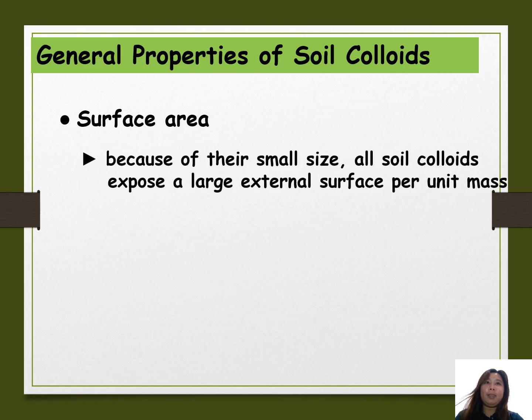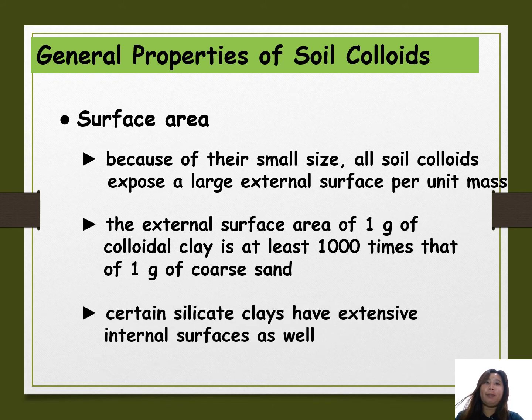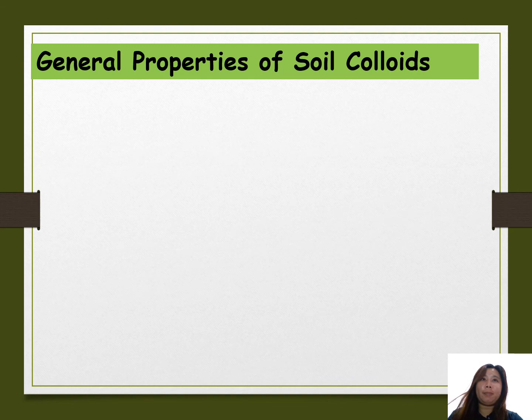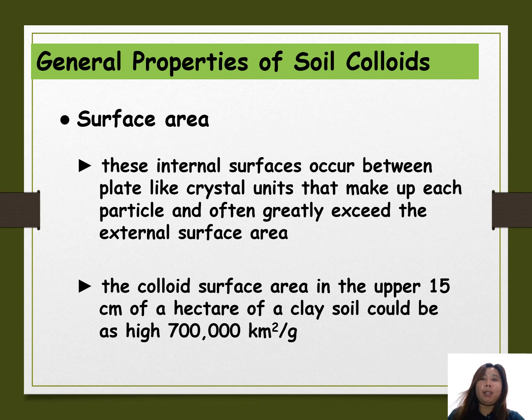For the surface area, because of their small size, all soil colloids expose a large external surface per unit mass. The external surface area of 1 gram of colloidal clay is at least 1,000 times that of 1 gram of coarse sand. And certain silicate clays have extensive internal surfaces as well. These internal surfaces occur between plate-like crystal units that make up each particle and often greatly exceed the external surface area. The colloid surface area in the upper 15 centimeters of a hectare of a clay soil could be as high as 700,000 square kilometers per gram. So that is very large.